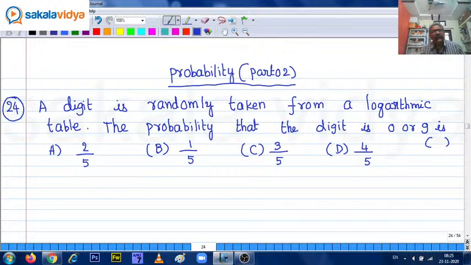Let me read the question once again. A digit is randomly taken or selected from a logarithmic table. First of all, we need to write n of S. How many digits are there? Generally we have the digits from 0 to 9. So the total number of digits is 10. n of S is 10. Now we need to select either 0 or 9. That means only two cases. n of E is 2. So the required probability, we know the formula, P of E is equal to n of E by n of S, so we can find it out. The answer is 2 by 5. Obviously, A is the right answer.